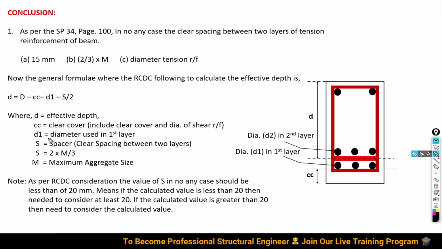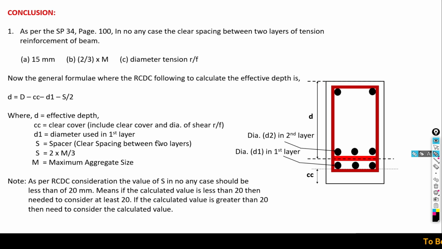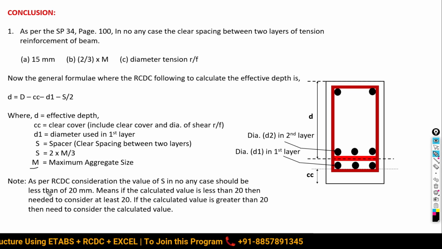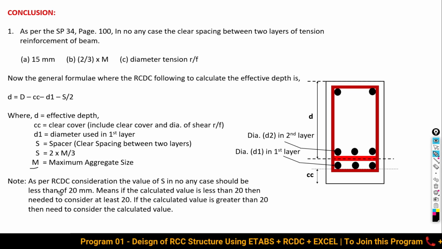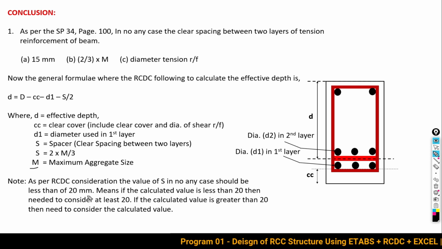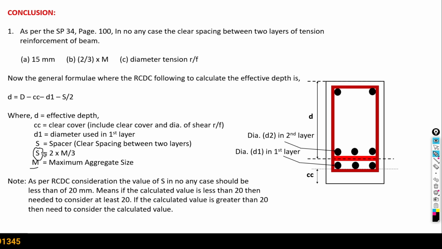Now next, D1 is the diameter of bar used in the first layer that I have explained. S is the spacer, the clear spacing between the two layers, and that is calculated by 2 times M divided by 3, where M stands for the maximum aggregate size. So as per the RCDC consideration, the value of S in no case should be less than 20 mm. In no case is RCDC going to compromise with this spacer S being less than 20 mm.